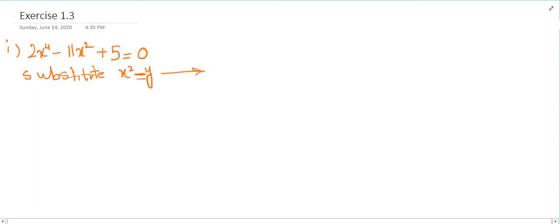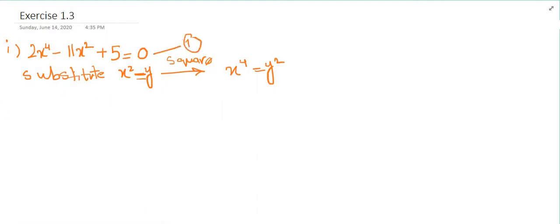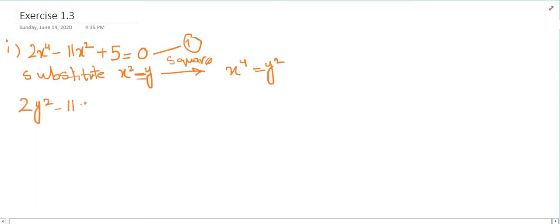What becomes if we square both sides of this? It becomes x^4 equals y^2. Just take this substitution and put it in equation number 1. This becomes 2y^2 minus 11y plus 5 equals 0. Now this is a quadratic equation.